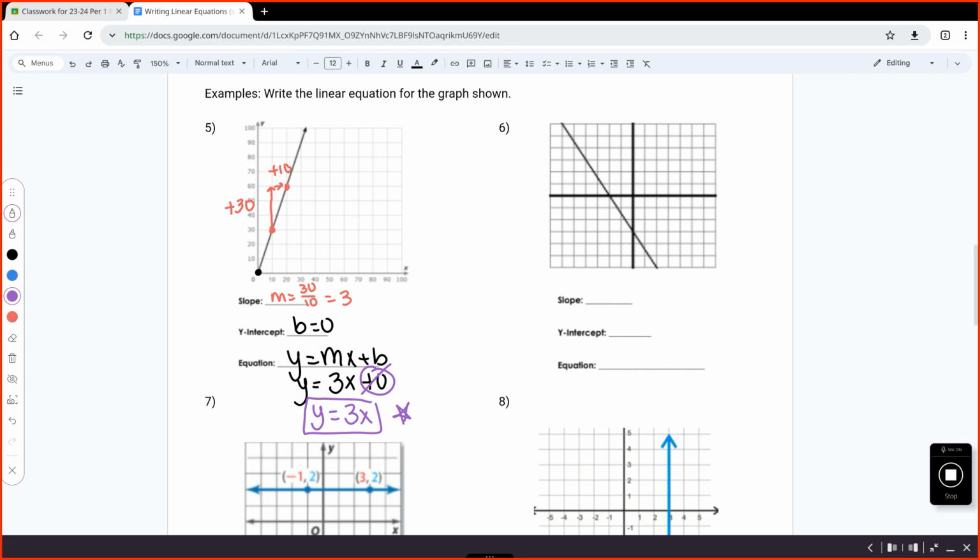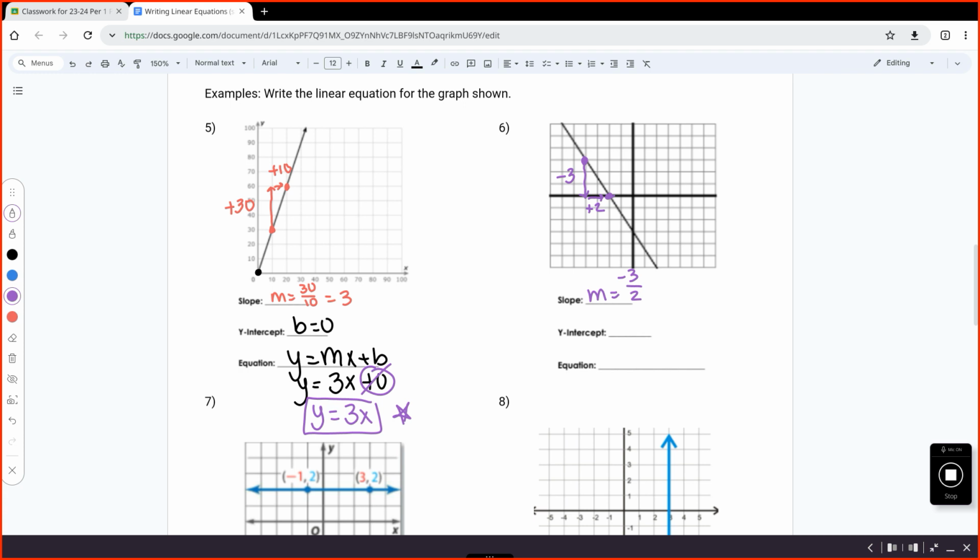All right, and next we have this line here. So let's find our slope. I see a perfect point here. I see another perfect point here. So let's find our slope first. We're going to go down 1, 2, 3, down 3, and then to the right 2. So our slope is -3/2.